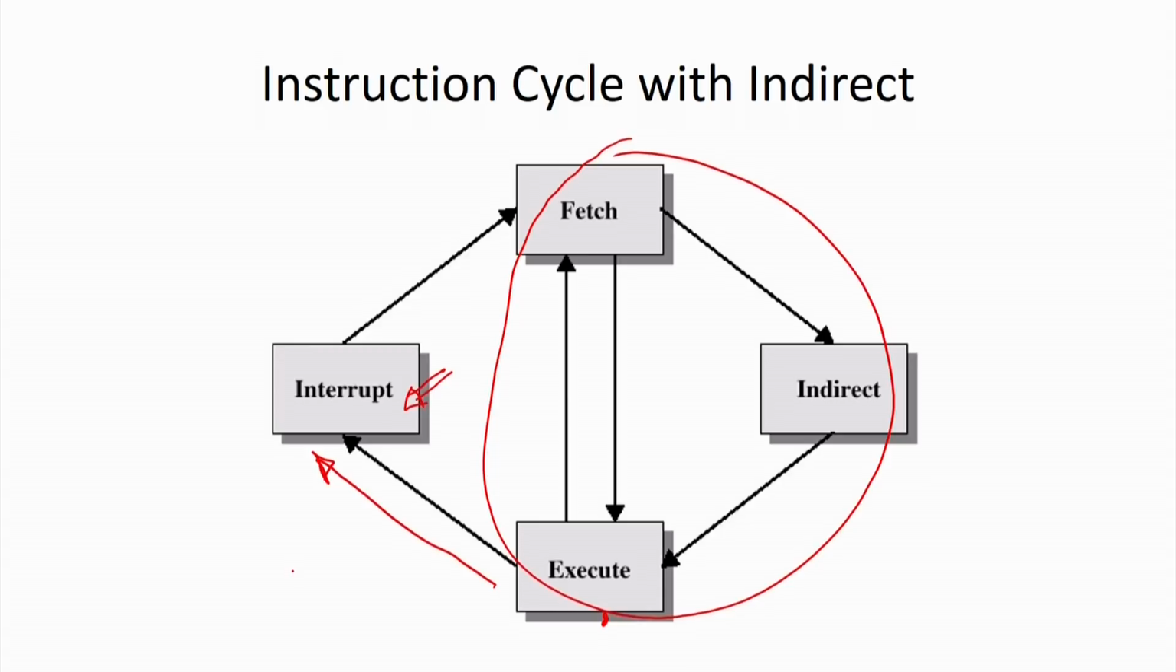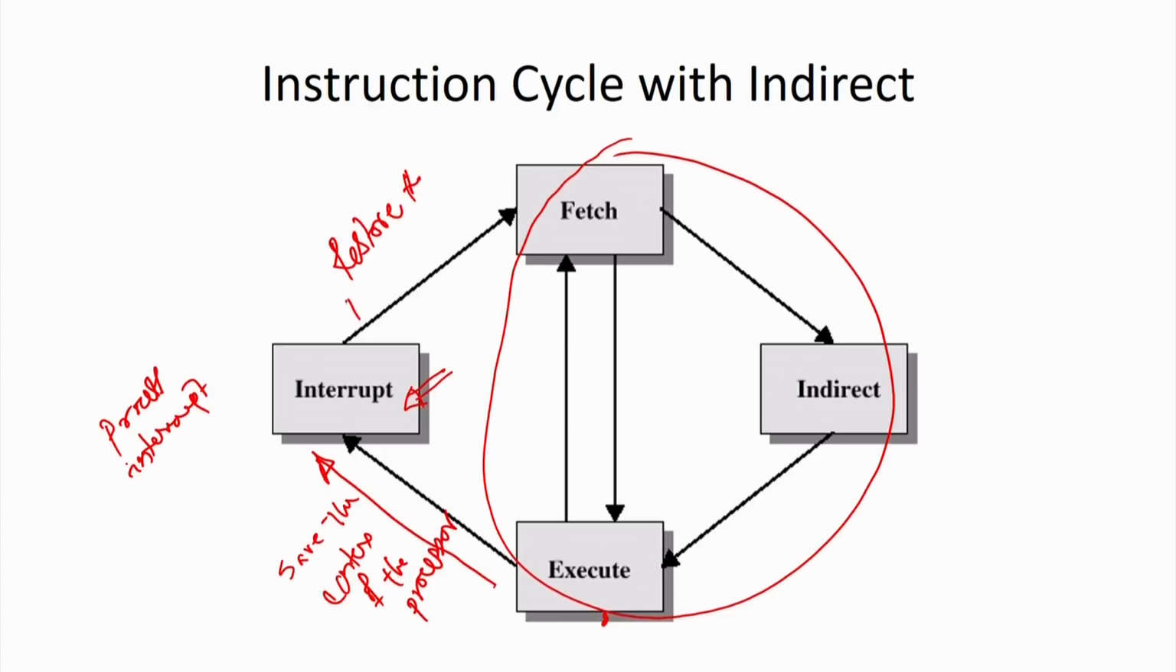So, these are the things that we are going to do. Basically it is a context switching: save the context of the processor. After saving the context, process the interrupt, then run the interrupt service routine. After completion of these things, restore the processor status. That means, we are going to get back the processor status from the system stack, and we are going to restore everything in the appropriate registers. So, this is the instruction cycle with indirect as well as with interrupt.